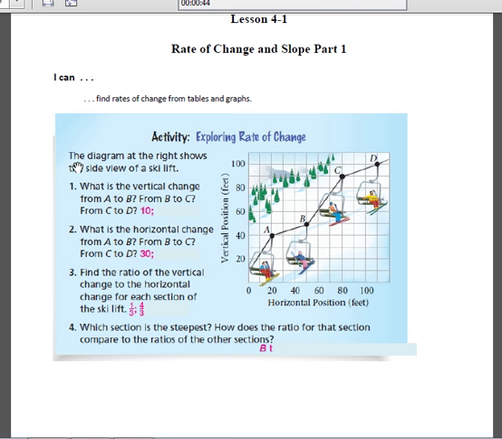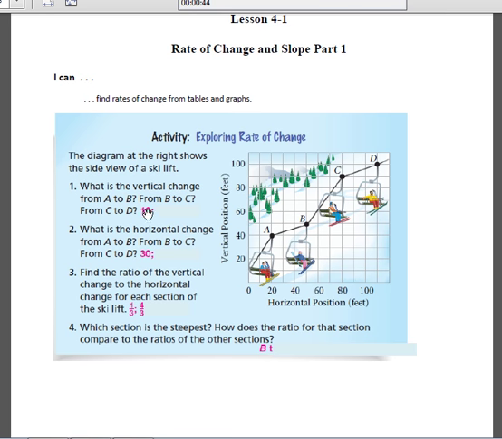The first one, the diagram at the right shows the side view of a ski lift. So we have a ski lift here, and you'll notice that they labeled certain points on the lift. Our X and Y axis are labeled, horizontal position, vertical position. Question 1, what is the vertical change from A to B, from B to C, and C to D?